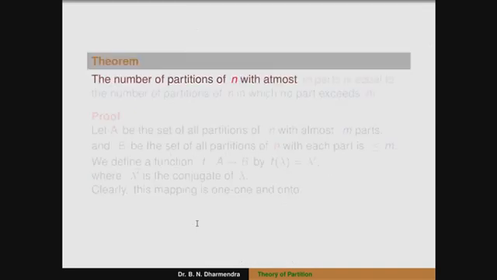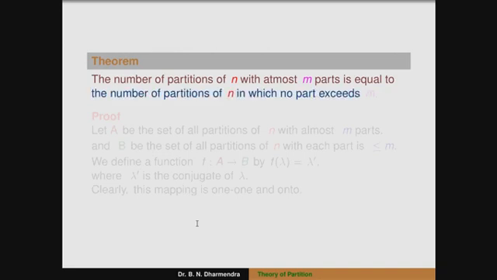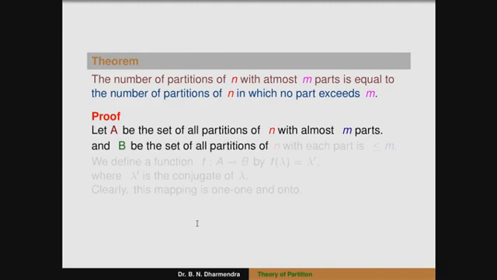The theorem statement is: the number of partitions of n with at most m parts is equal to the number of partitions of n in which no part exceeds m. So we have to prove it mathematically. Let A be the set of all partitions of n with at most m parts, and let B be the set of all partitions of n with each part less than or equal to m.